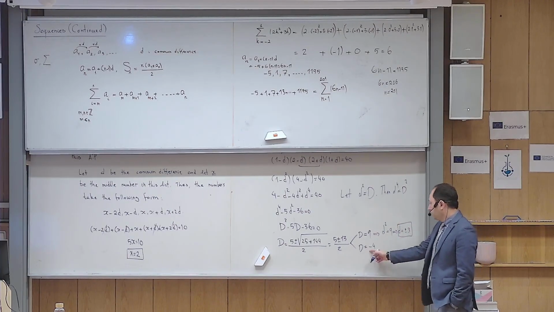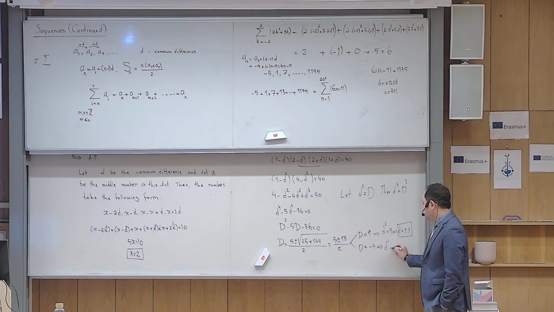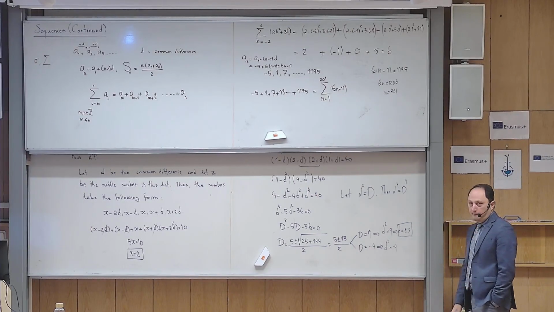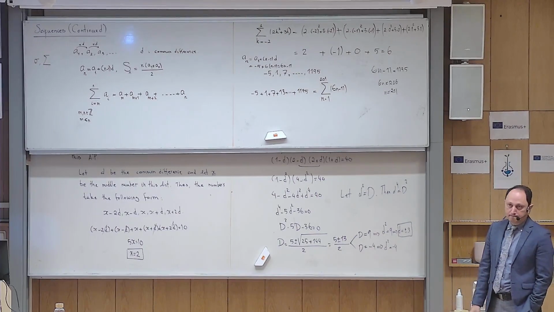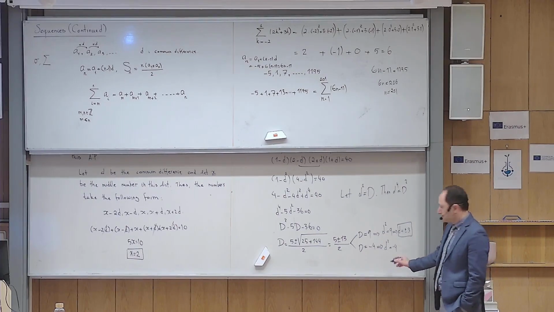Yes? But what do you think about this one now? Instead of capital D, I put little d squared equals minus 4. What should I write? Yes? D squared can't be negative. Yes. So no solutions.